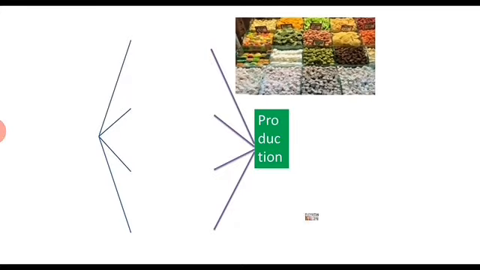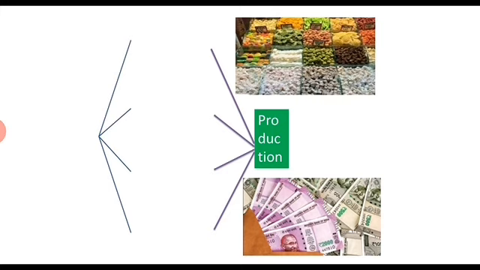Factors of production are four types. These are land, labor, capital, and organization. Production is the collective effort of the factors. It has some value. The value is distributed among the factors of production as rent, wages, interest, and profits.